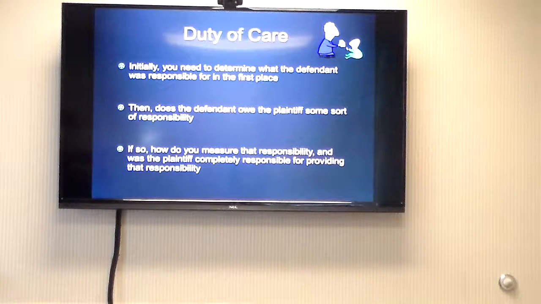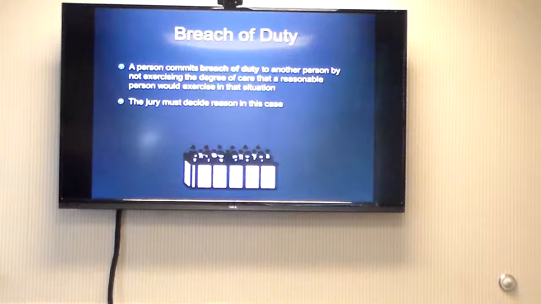So duty of care never really is a challenge when there's a suit in a school, because the school acts in loco parentis, in absence of the parent. So the school is always going to be responsible for duty of care. But how do you measure that? And was the plaintiff, the school system, responsible for it? That would be the question you would have to ask.